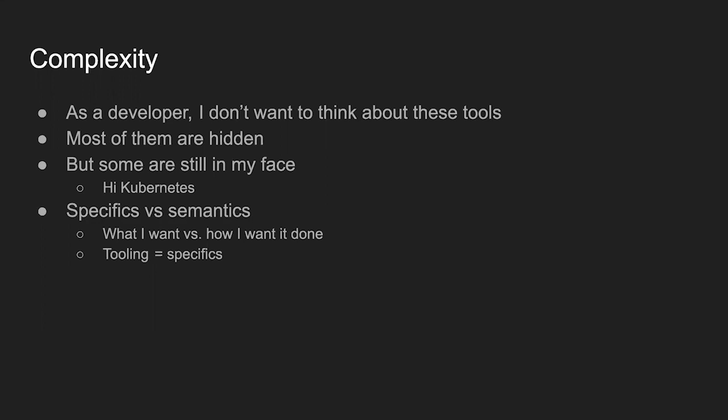And so this gets us into this idea of specifics versus semantics, where you describe what you want versus how you want it done. Tooling is more of the specifics, how you want it done, whereas being able to just throw a config file at anything and have it happen really is more of what you want to happen.